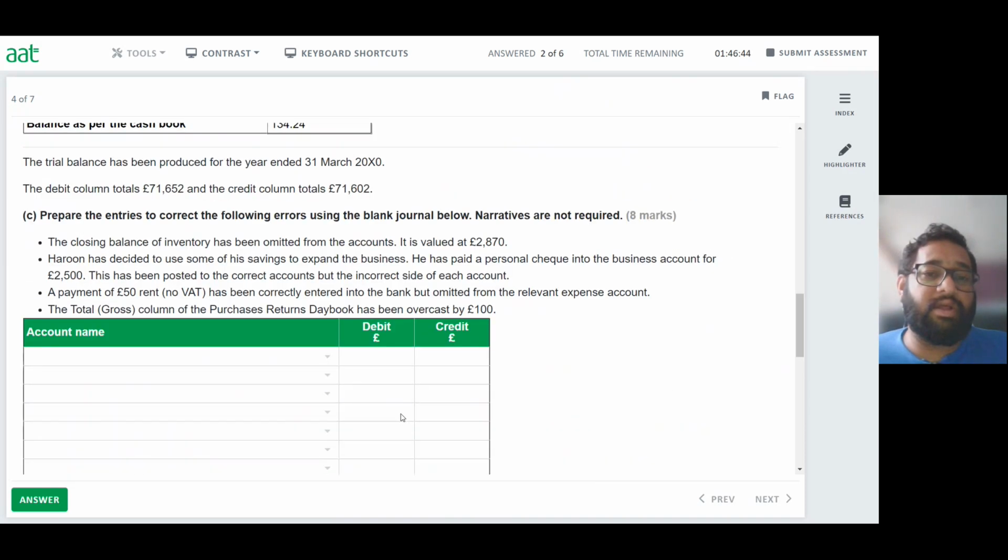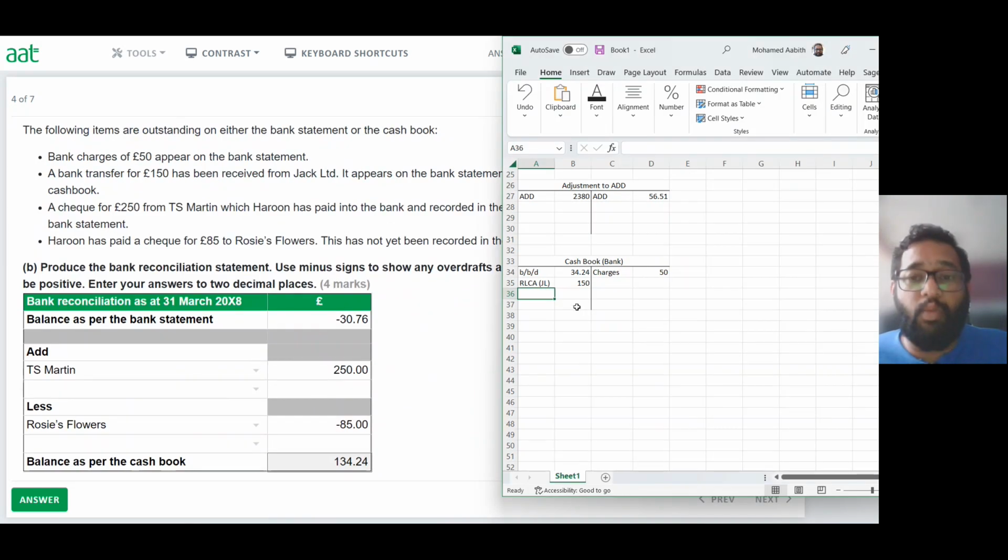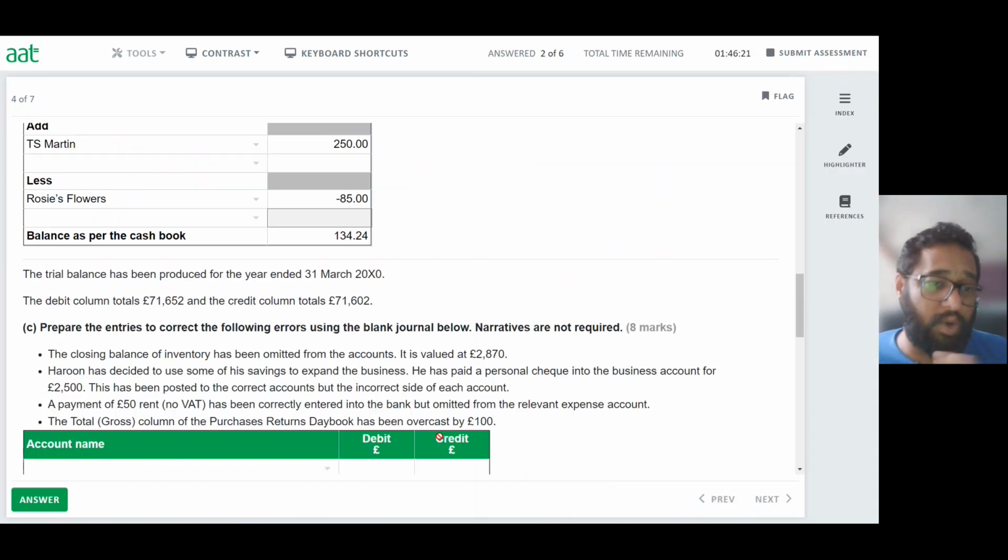But let's check my cash book here. Will that get the same amount? It's going to be equal to that plus that minus that amount. That also gives me £134.24. So the new cash book balance matches with the bank reconciliation statement's cash book balance. So we have got it absolutely right there. So well done if you got that straight out of the box.